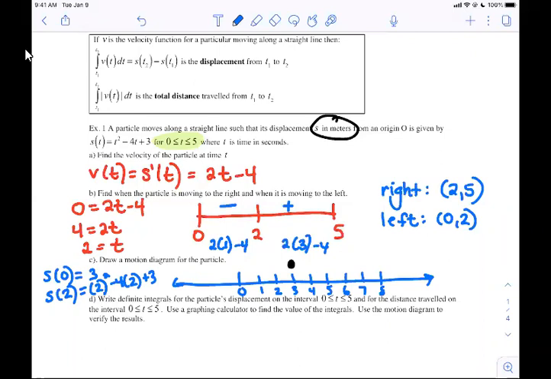And what do you get for the position then? -1. So what this means is after 2 seconds, the particle has gone left until it hit -1. So I've got an arrow here because the particle's moving left.